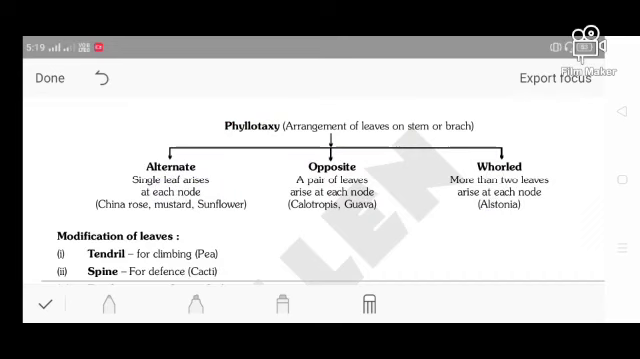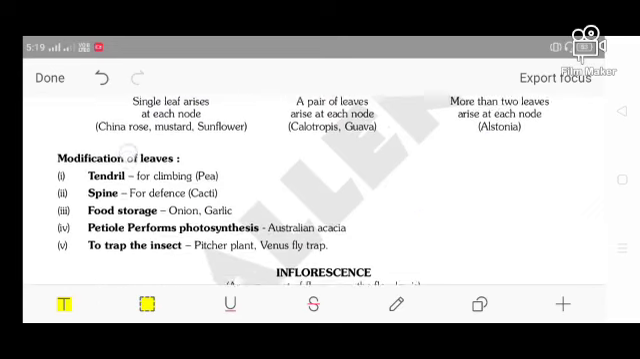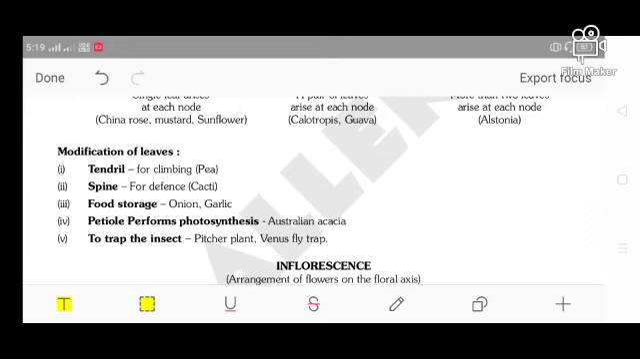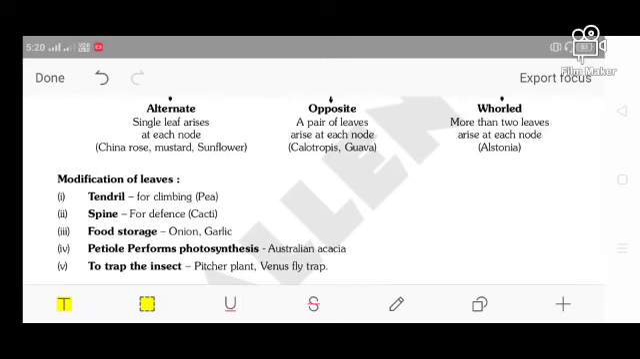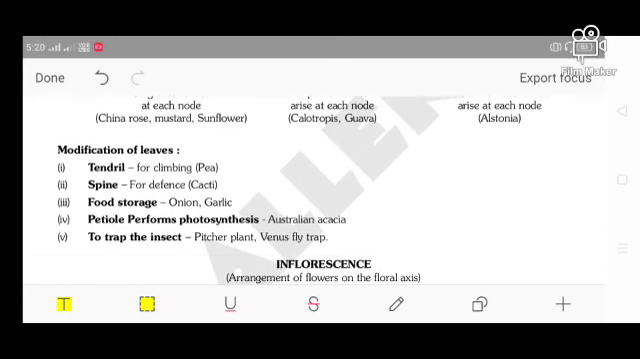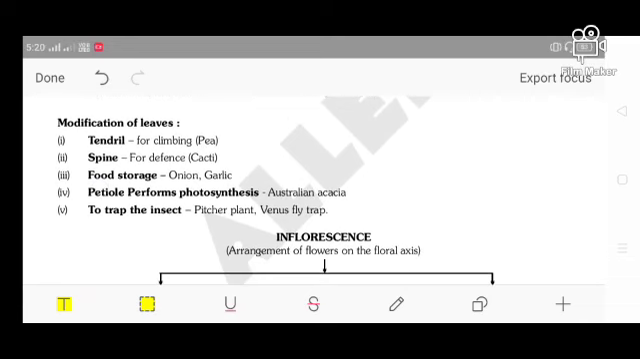And what about modification of leaves? There are five types: tendrils, spines, food storage, petioles that perform photosynthesis, and leaves that trap insects. The important thing is the tendril. What is a tendril? It helps plants climb, like pea plants. Spines are for self defense, like in cactus, and a very important thing about spines is that they reduce the amount of transpiration.